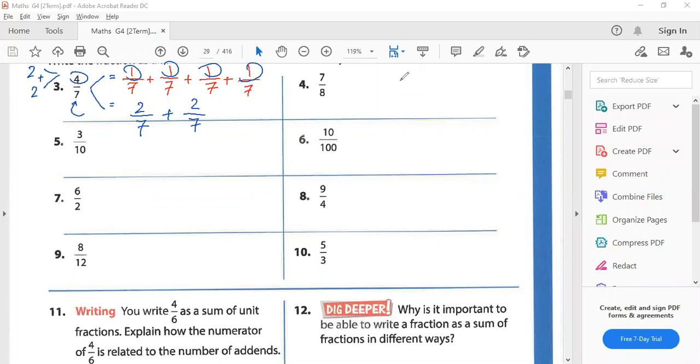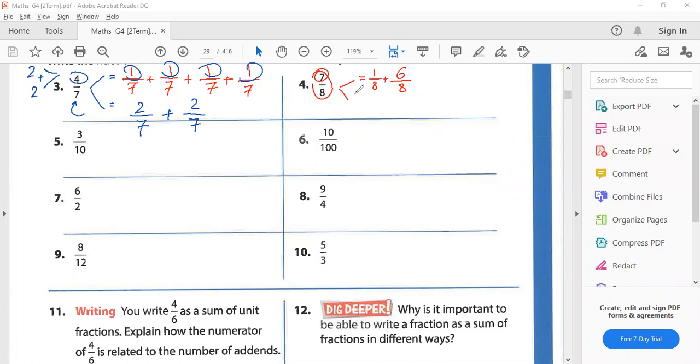Okay, so now Iyad. Could you help me with this one? 7 over 8. We can make 1 out of 8 plus 6 out of 8. Excellent. As you know, this 7 can be 1 plus 6. 1 plus 6 equals 7. This is the first way.